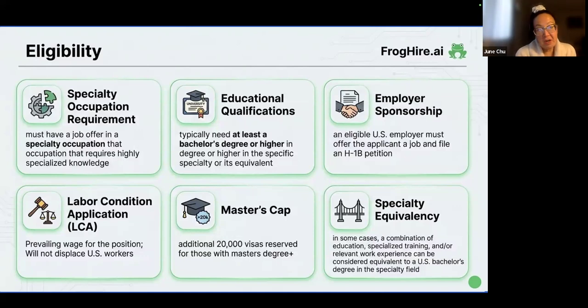If you do have a master's degree, hurrah, you have a slightly bigger chance in the lottery, because an additional 20,000 visas are reserved for those with a master's degree or higher. And while there is a specialty equivalency in terms of if you don't actually have a bachelor's degree from the US, they may consider specialized training, some combination of other education, relevant work experience in the specialty field. That's not something that we have dealt very much with, so I really can't speak to any questions on the specialty equivalency, but it is a possibility.